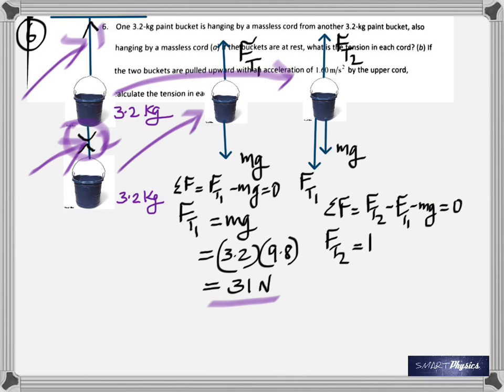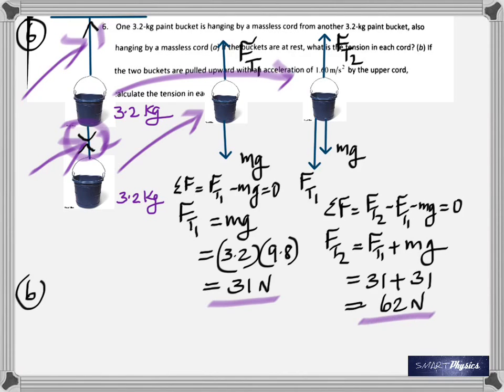Therefore, FT2 is FT1 plus mg. We already got FT1, 31 plus 31 now, 62 newtons. This you could have simply done just by taking the total mass multiplied with 9.8, isn't it? But I'm trying to follow a particular method. Understand that. We could simply have multiplied 6.4 times 9.8, you would get the answer in this case.